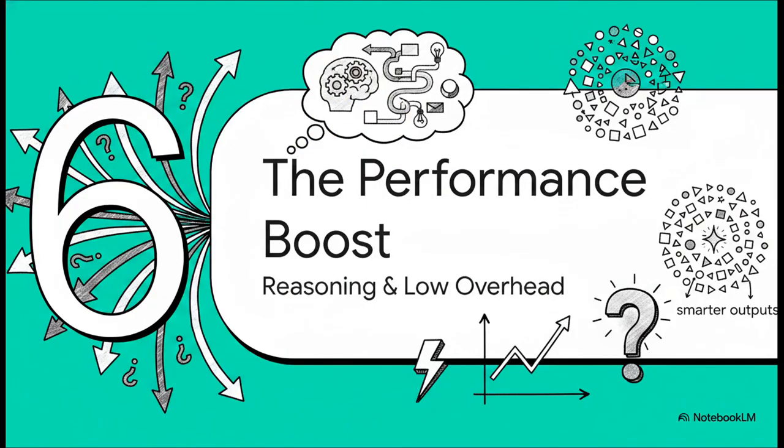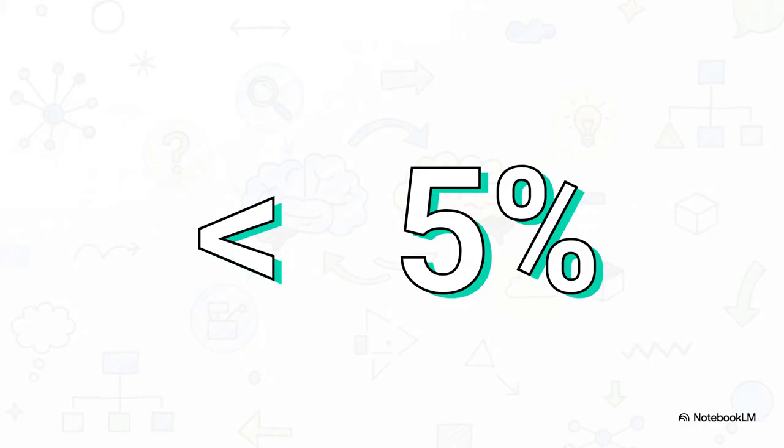Section 6. The performance boost. Better reasoning, lower overhead. We've gone through the math, but does forcing all this surprise actually result in smarter outputs in the real world? Yes, it does, and incredibly efficiently. Because the distiller trains using an asynchronous pipeline decoupled from main generation, ESamp creates less than a 5% worst-case latency overhead in standard serving scenarios.